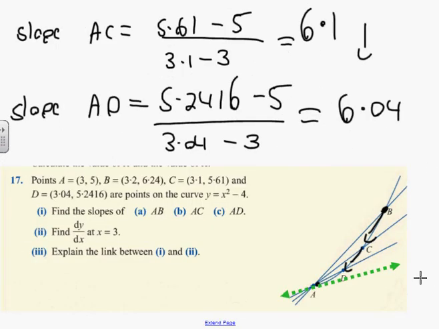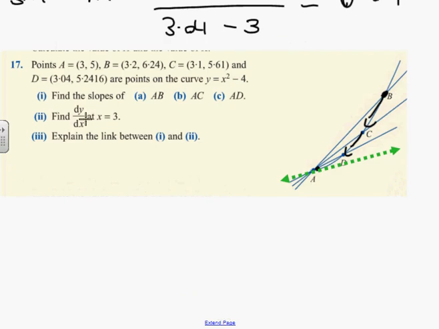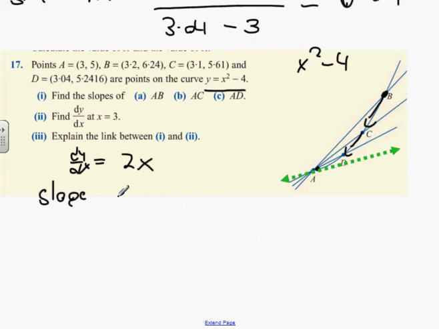Let's find out. Okay, it asks you to find the first derivative. What is the first derivative in differentiation again? What's another word for the first derivative? Slope. So slope equals first derivative. First derivative, differentiate x squared minus 4, anybody? 2x. And now we're going to find the slope at x equals 3. What happens when we replace in that 3 for x? 2 times 3 equals 6.